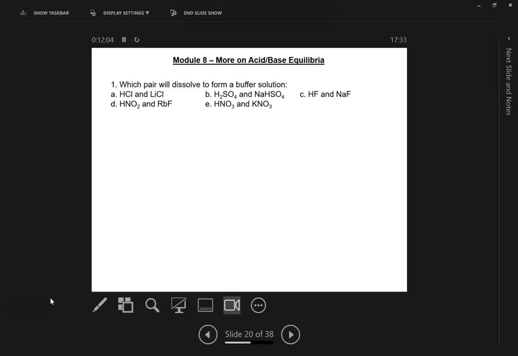C, I have a weak acid and a salt of a weak acid. That looks like that could be legit, but let's check out the other two possibilities. On D, I have a weak acid, all right, but rubidium fluoride is not a conjugate of nitrous acid, so D isn't right. And on E, I have a strong acid and the salt of a strong acid, so E cannot be right, so our answer is C.